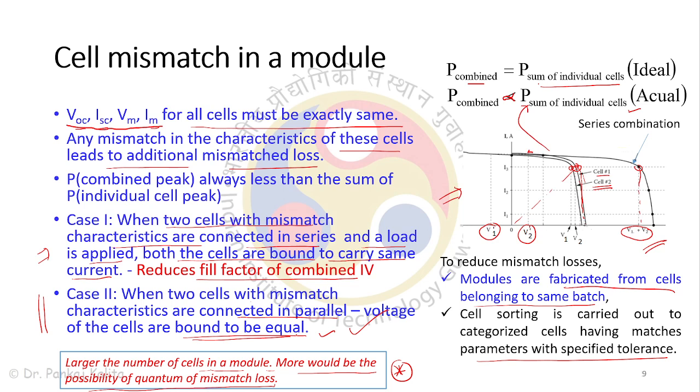So to reduce the mismatch loss, the different solar cells should be taken from the same batch, and the cell sorting should be done correctly. Cell characterization should be done according to the matching parameters, including the specified tolerance, so that the given module has the most appropriate cells with matching specifications.